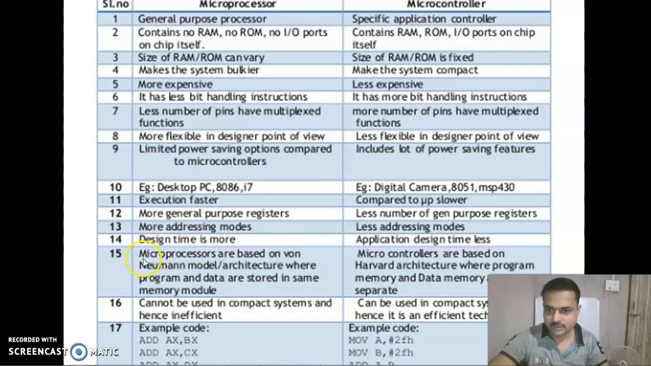And here is one important thing. The microprocessor uses the von Neumann architecture. Von Neumann means the program and data are stored in the same memory, at the same location. But in the case of the microcontroller, there is the Harvard architecture, where program memory and data memory are separate. In von Neumann architecture program memory and data memory are the same, while in Harvard architecture they are separate.